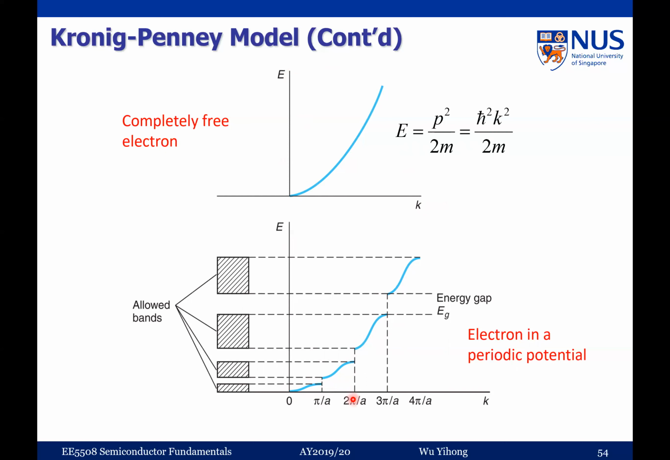However, at certain K values, basically all these are Brillouin zone boundaries, right? They will show this at the Brillouin zone boundary, and a gap is opened. So this is called the energy gap. Okay, it's a very important concept here. So now we need to understand why this is the case.